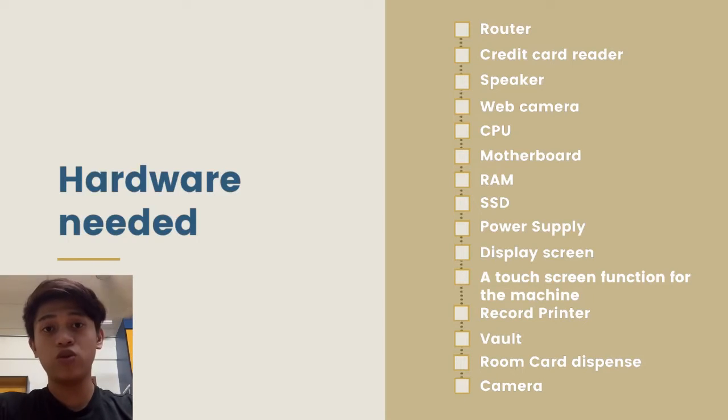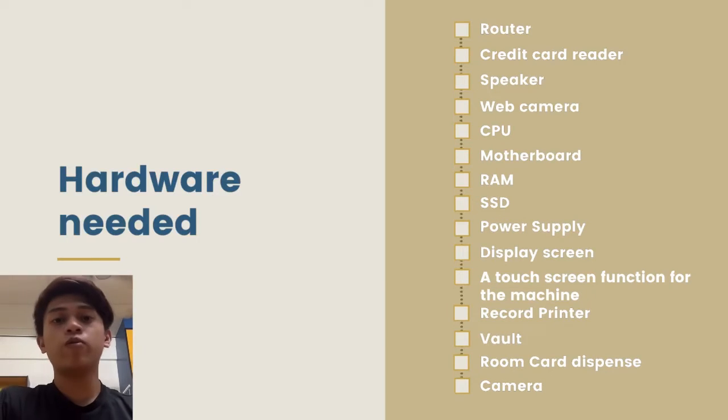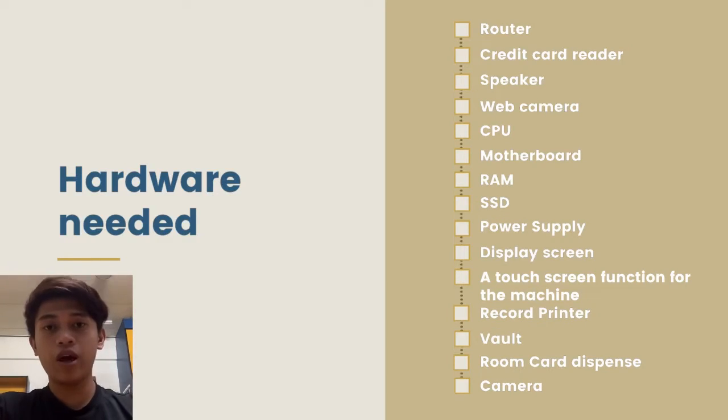Next is the speaker with dual amplify speakers. And moreover, it's the web camera and CPU, which is used to control the user interface and process devices. Next one is the motherboard that is used to power up the machines, alongside the RAM that is used to improve the performance of the machine with 4 GB memory, and also the SSD that works as storage, and the last one is the power supply that is used to power up the machine.